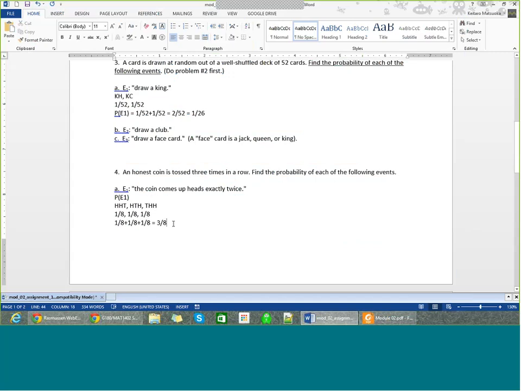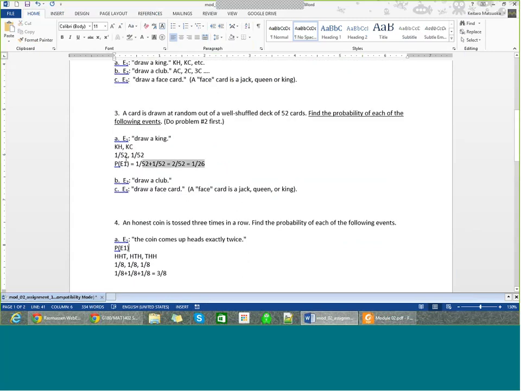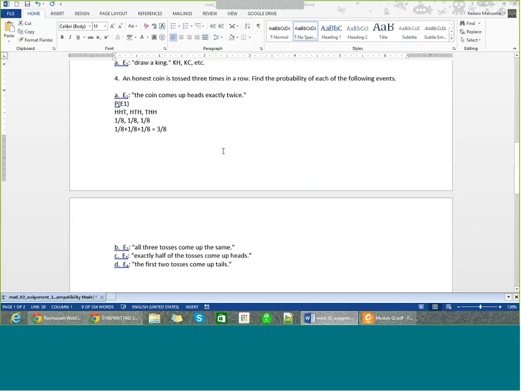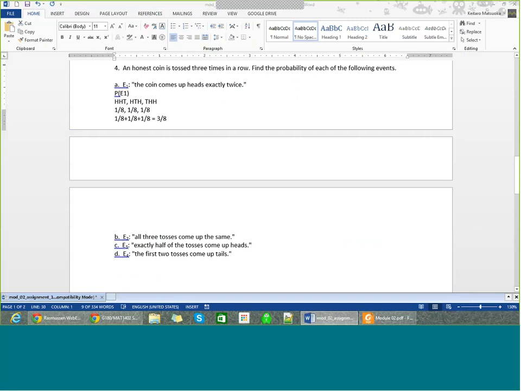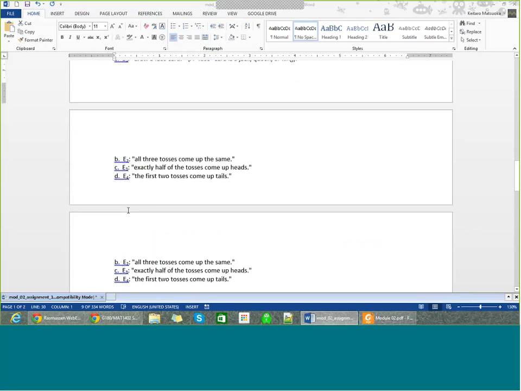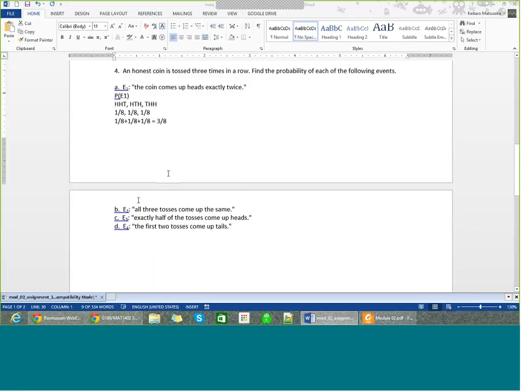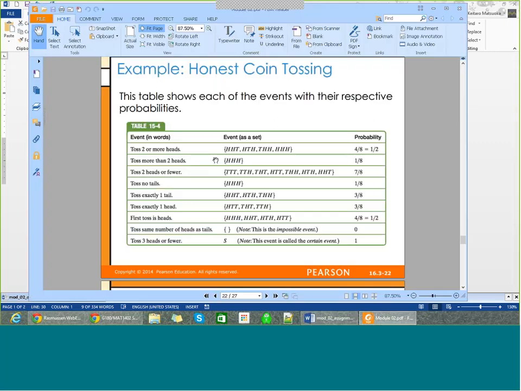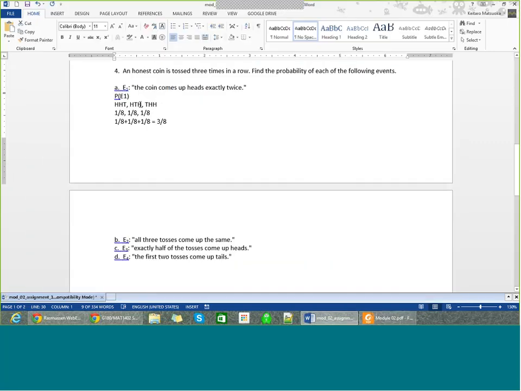So this is the correct answer for number 4A. This is not the correct answer here, but you just have to fix this. And so now you can do B, C, and D, using your logic or using the slides here. Either way, it doesn't matter to me. But you just have to write out the possibilities, what's the chance of each happening, and just add them all up, if there is more than one.